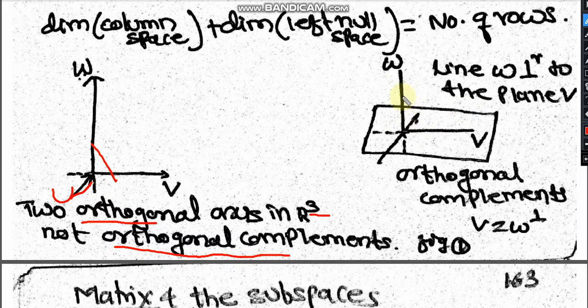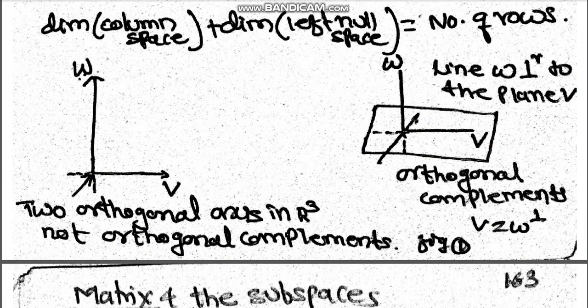Here you can see, if I take all three spaces, there is a plane, and this plane is perpendicular to W. This is line W, and this is your V, the plane, and W is perpendicular to the plane V. So W is the orthogonal complement of V, but V is not the orthogonal complement of W, because not every line in this plane is orthogonal to this W. So W is the orthogonal complement of V. So that is one example of an orthogonal complement.